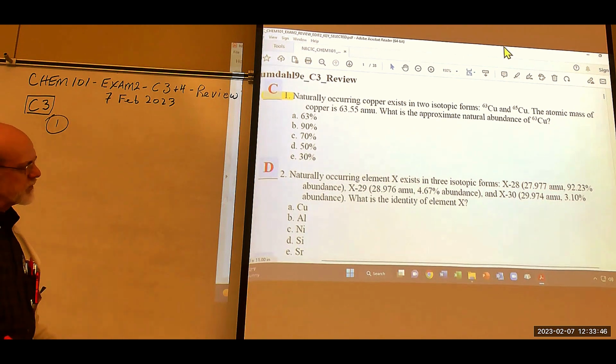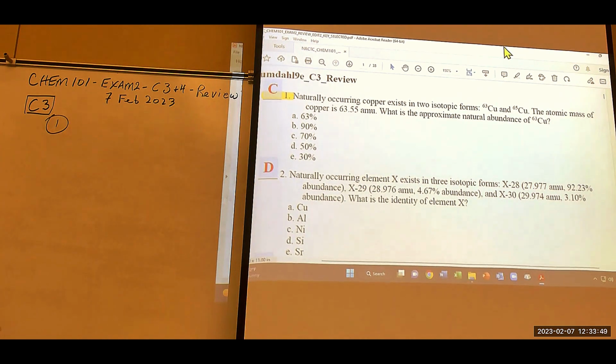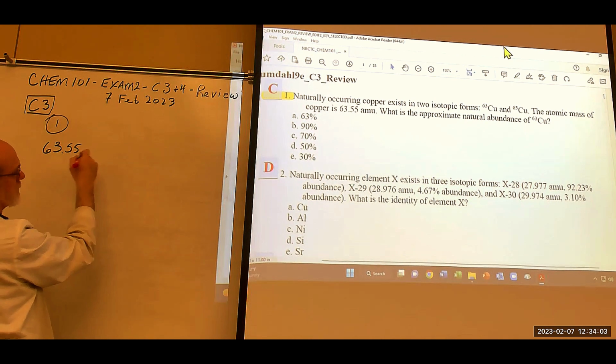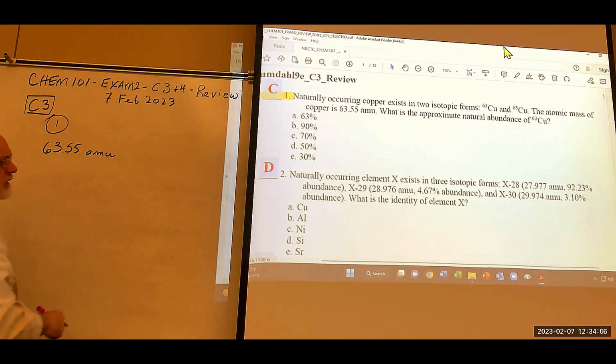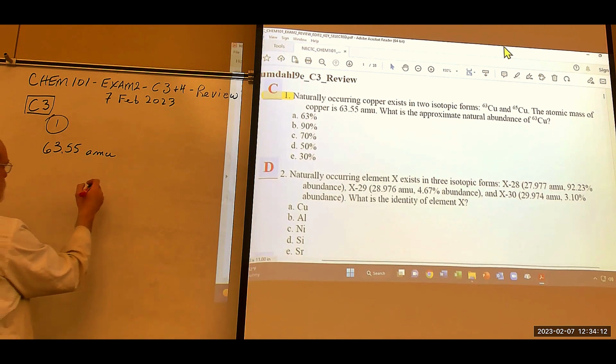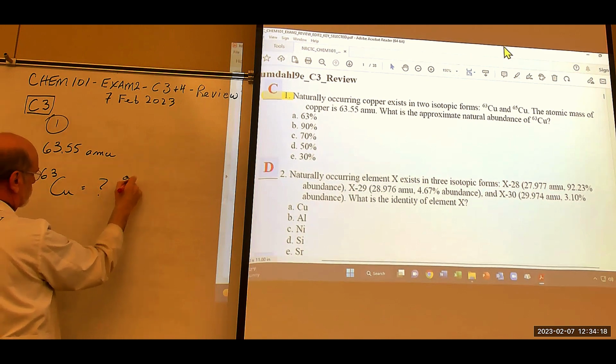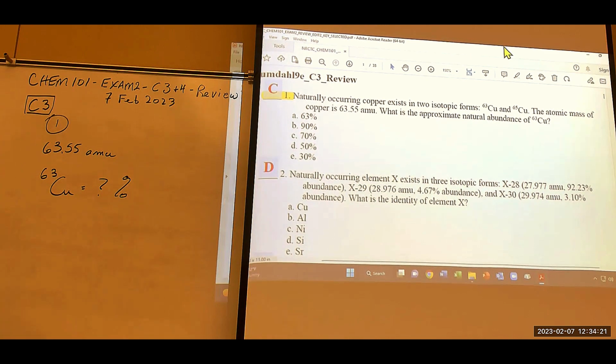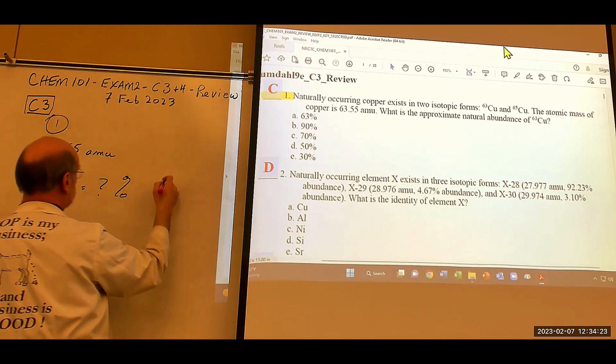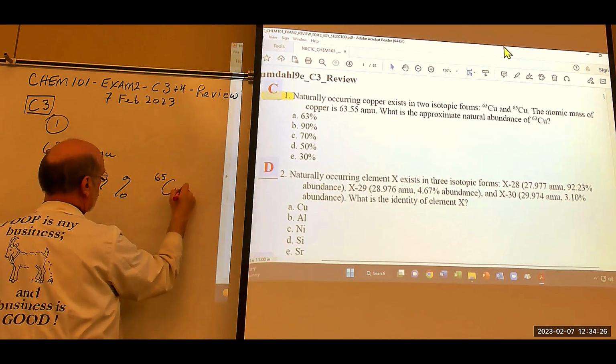But copper 63 and copper 65 are the two isotopes we're concerned with, and the atomic mass of copper is 63.55, and they're using atomic mass units. Okay, that's fine. What's the approximate natural abundance of copper 63? So we want to know this one equals such and such a percent out of those two isotopes, and we've got copper 65 as the other one.